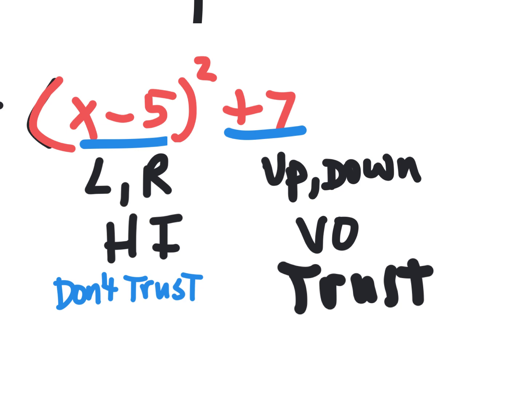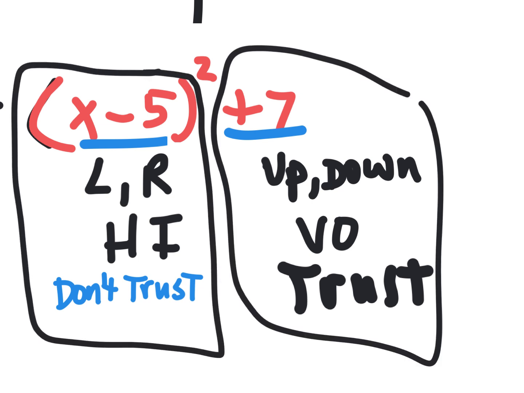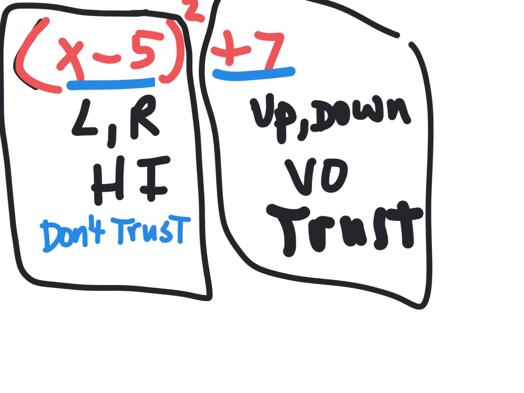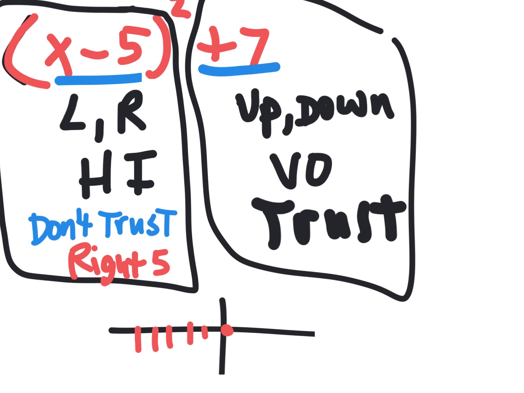Plus 7 is on the outside, and I said to trust it, so that means up 7. This one should seem like it's left 5 because, let me show you where minus 5 is on a graph. 0 is where you always start, right? Didn't I just go to the left? So it should seem like it's left 5. It's actually right 5. And this is actually up 7 because we trust it.